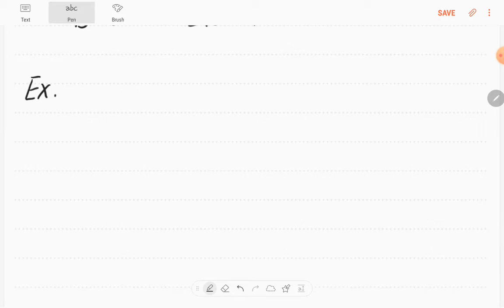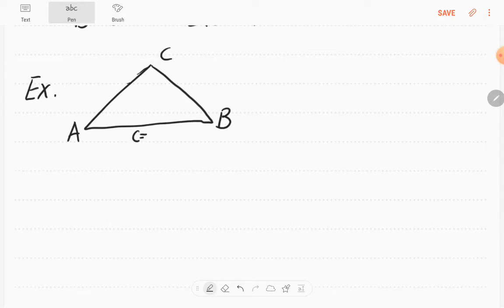Okay, so now let's look at another example. If you have a triangle with angles A, B, and C, and side c equals 17, side b equals 15, and a is equal to 10, we want to find the angle B. This is the SSS case.